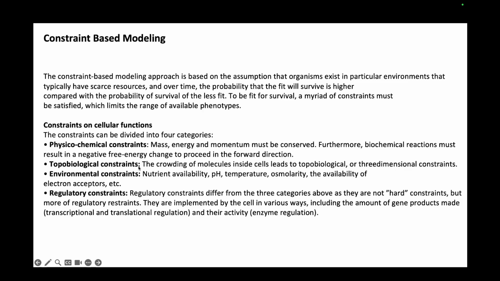Topobiological constraints, which are basically static hindrances, crowding of molecules inside the cells, three-dimensional constraints. Environmental constraints include nutrient availability, pH, temperature, etc., and regulatory constraints as well, because there is a lot of regulation that goes on inside the cell. Each and every component is regulated. The production of each and every enzyme and protein inside the cell is highly regulated by other things. So that is not a hard constraint, but it's a regulatory constraint.